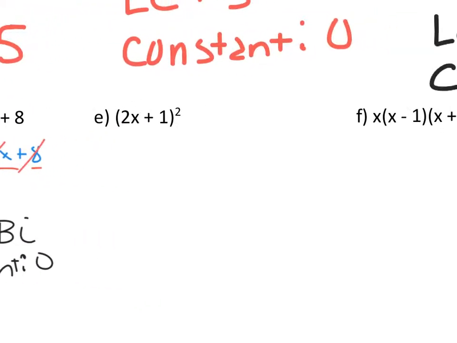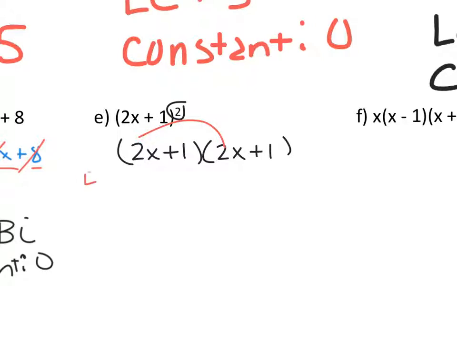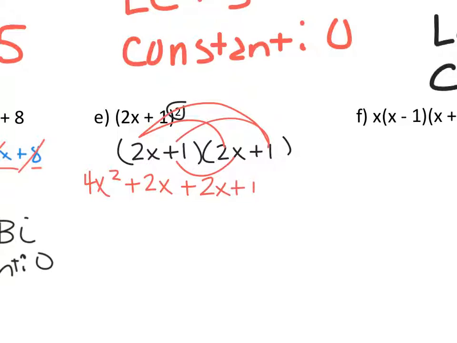Okay, letter E, 2x plus 1 squared. Don't distribute the 2 through. What you want to do is actually write it twice. So 2x plus 1 times 2x plus 1, and then FOIL it. So FOIL is going to be 2x times 2x, so that's 4x squared. 2x times 1 is plus 2x. 1 times 2x is plus 2x, and then 1 times 1 is 1. So writing it in standard form, this will be 4x squared plus 4x plus 1.